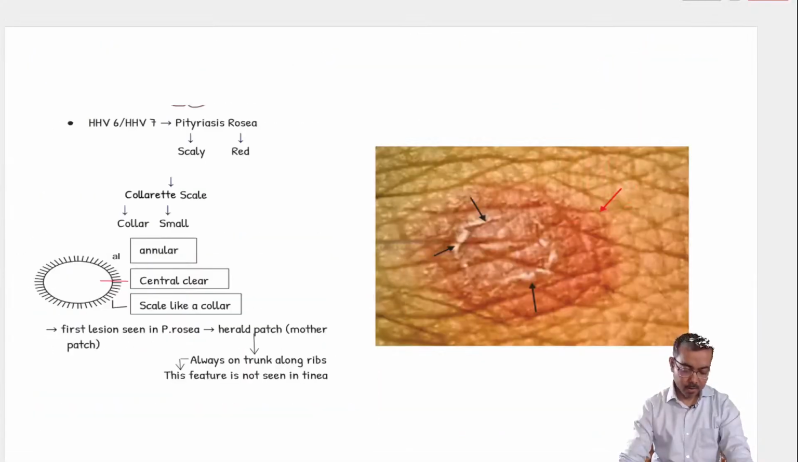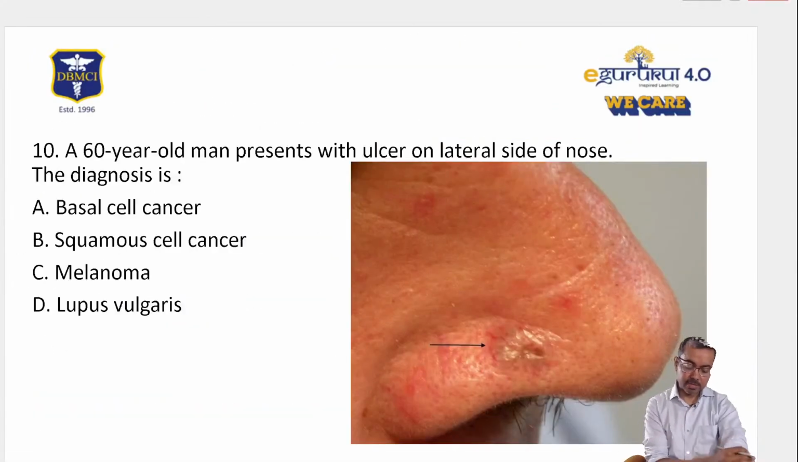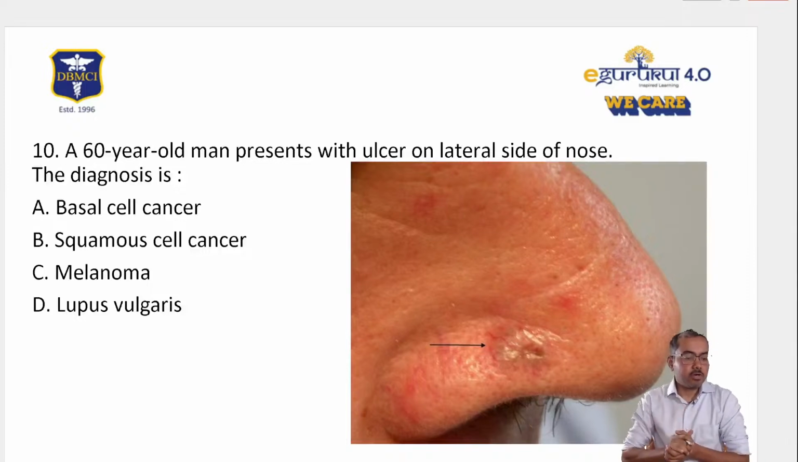Okay? Now, question number 10. A 60-year-old man presents with ulcers on the lateral side of the tongue. The diagnosis? Easy question. Should not be difficult to diagnose. Tell me the answer.